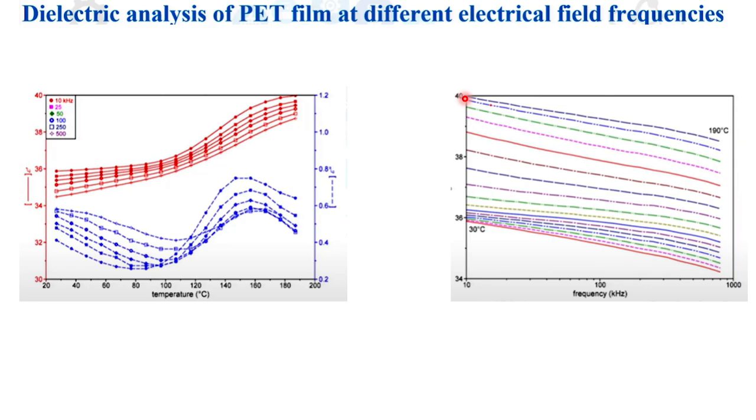If you do dielectric analysis for a PET film at different electric field frequencies, the data looks like this, and these humps correspond to the glass transition. So this is the temperature plot, and this is the frequency or time plot. At a specific temperature you are modulating the frequency, and at a specific frequency you are changing the temperature.